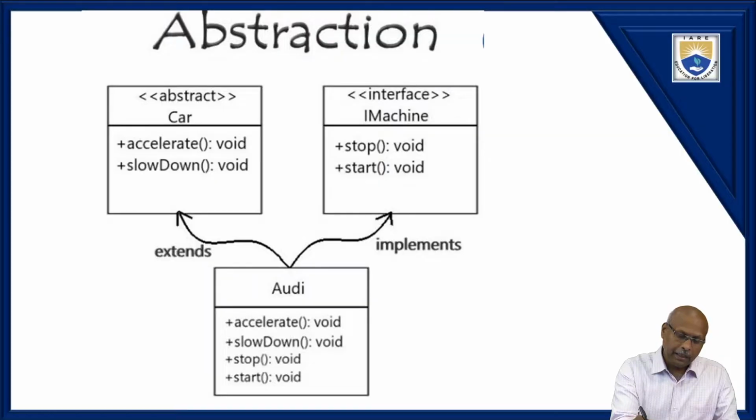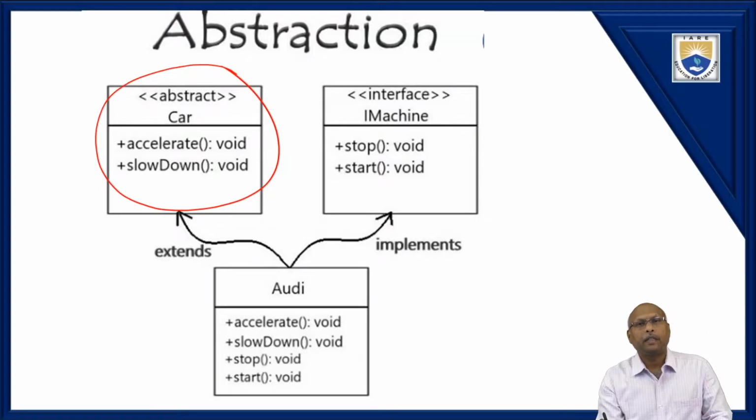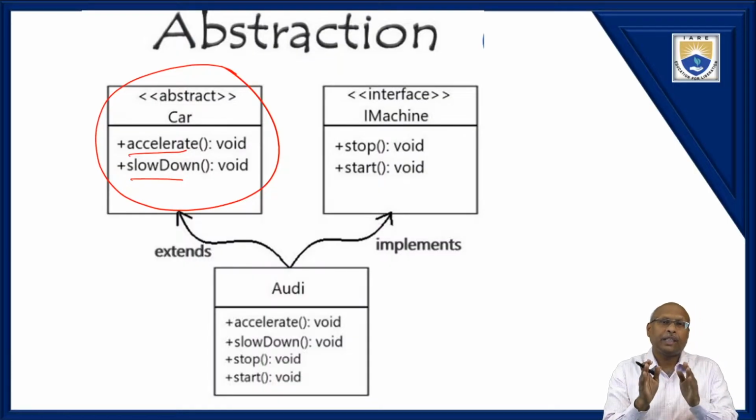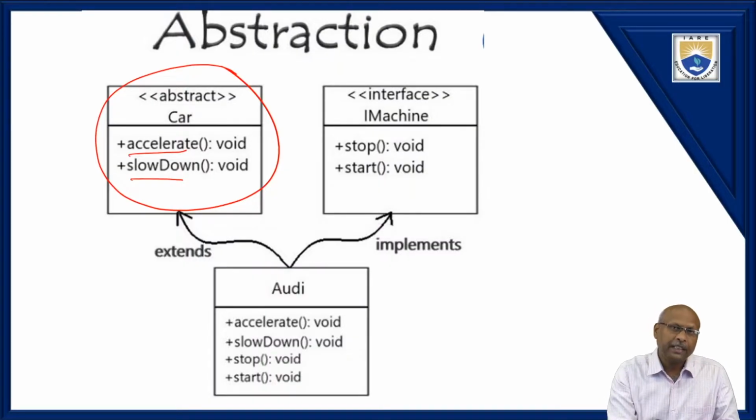Now this is one abstract concept. Assume there is a car. In a car what can you do? You can accelerate the car, you can slow down the car. This is one abstract representation of a car. How the accelerator works we are not dealing with, and how you are slowing down we are not dealing with. Only we are saying what facilities should be there in the car. So this representation is called abstract representation. When you combine the data and method together, that is called abstract data. So this is one type of data abstraction.